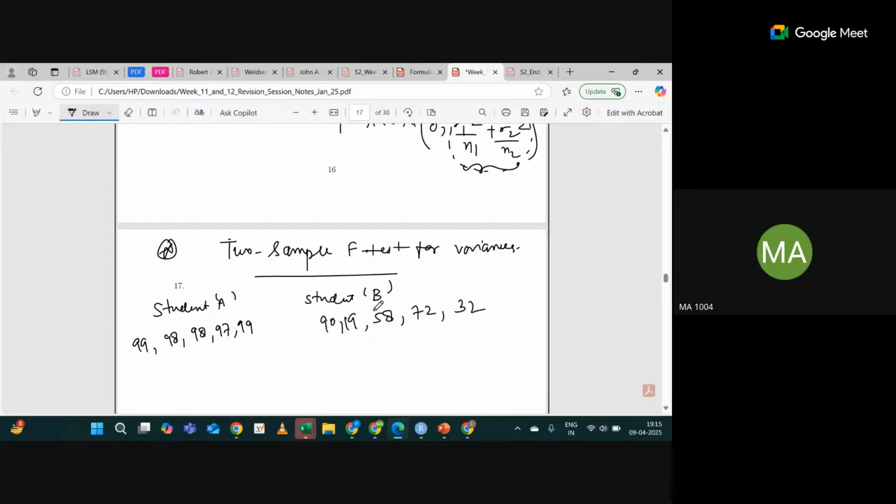Which student is more consistent? Student A. Why? Because there is less variability, less variation in the marks, right? And student B is not more consistent, right?